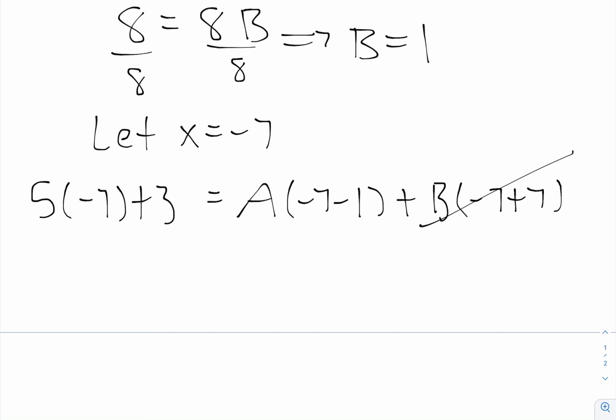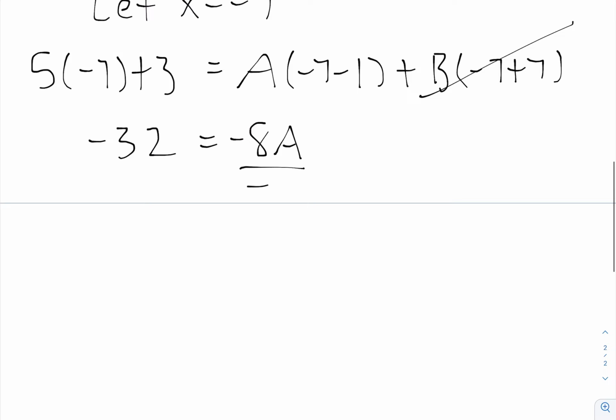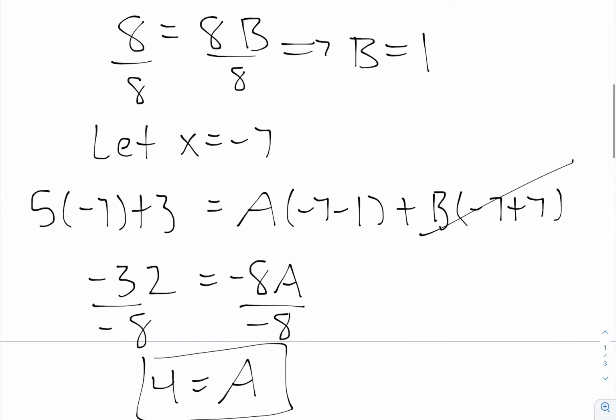And we have now 5 times negative 7 is negative 35 plus 3. So negative 32 equals, like I said, negative 8A. Solve for A, we divide both sides by negative 8 this time. We get 4 is equal to A. Okay, well, what do A and B even mean?